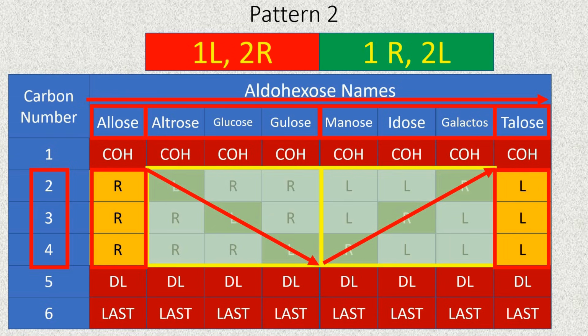So you can see that this is also a very beautiful pattern, and these two patterns, if you memorize them, will help you in memorizing the structures of these carbohydrates.